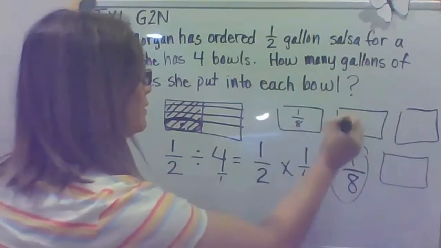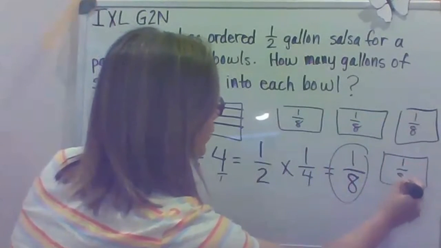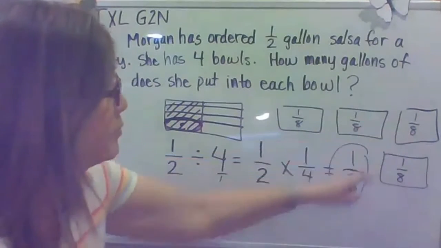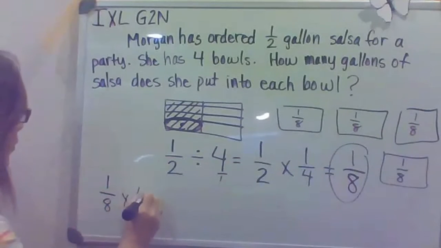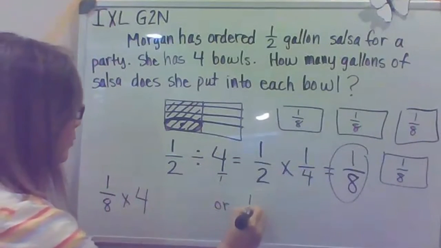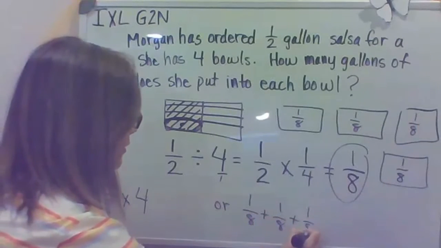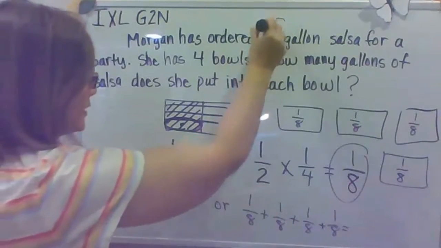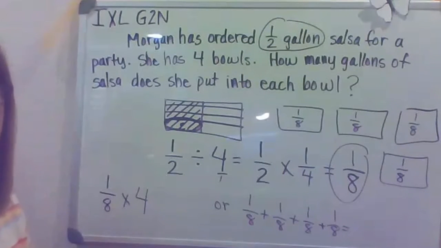So if we have 1/8 here, 1/8 here, 1/8 of a gallon there, and 1/8 of a gallon there, if we add up 1/8 times 4, or we could say 1/8 plus 1/8 plus 1/8 plus 1/8, it should all come up to be that 1/2 gallon of salsa that she had to begin with, because she has a 1/2 gallon to share out among the 4 bowls.